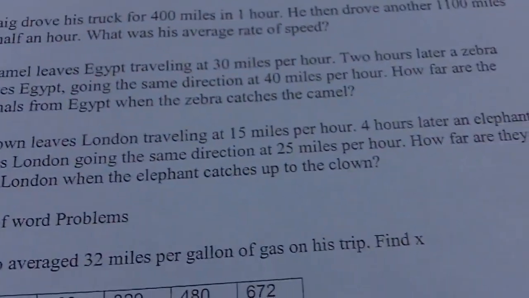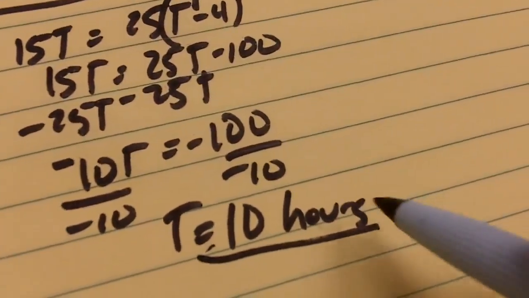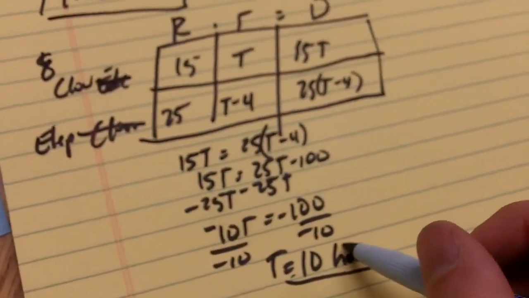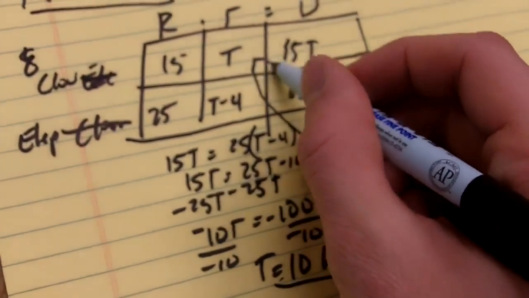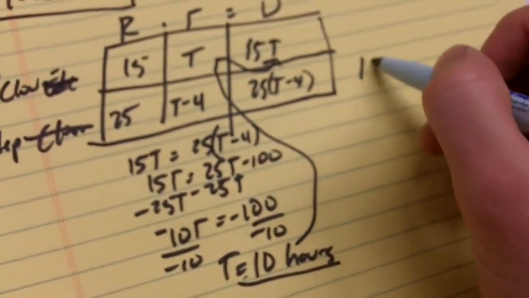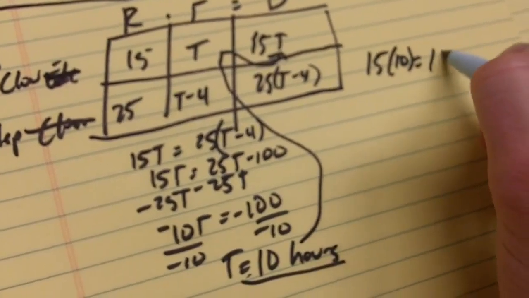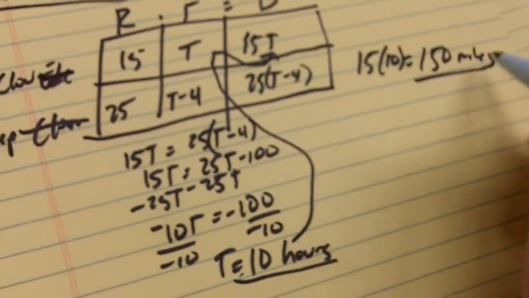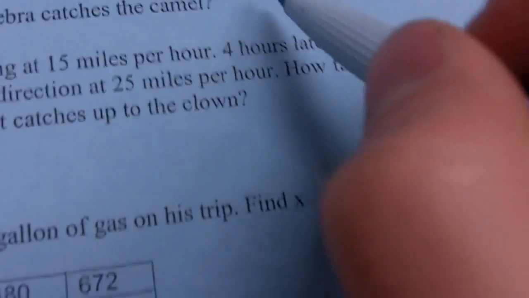They asked me, how far are they from London? Does this tell me how far? No, it tells me hours. So what do I have to do? Go plug this back in for t right here to get a distance. 15 times 10 equals 150 miles. And that's my answer, 150.